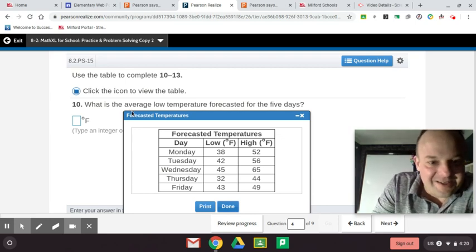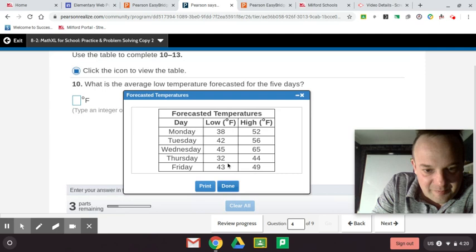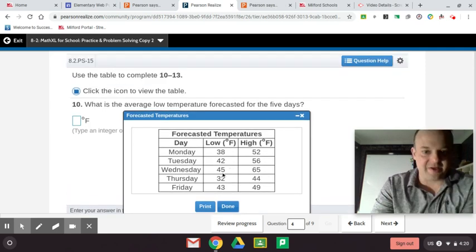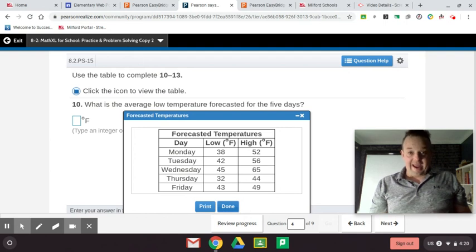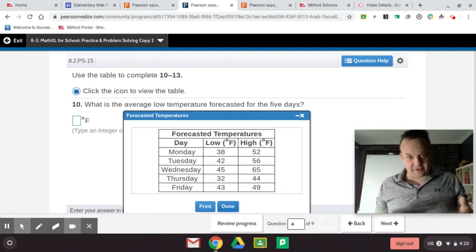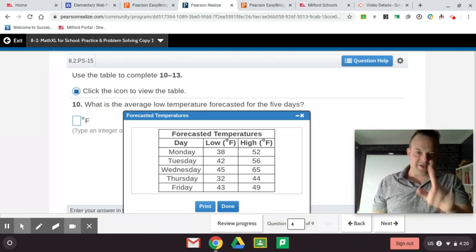Oh, what is the average low temperature? So we're going to add all these up and divide by 5. It's a 5-day week there. Okay. So the mean is where average means mean. You're going to get that. Find the average. That means find the mean.